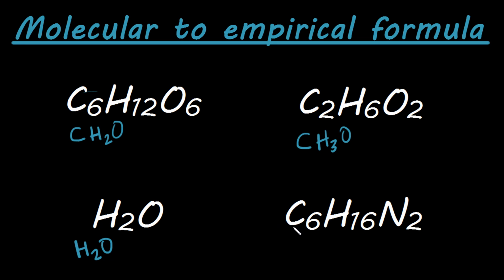And then lastly, we have this example, C6H16N2. And so it looks like our greatest common factor is going to be 2 here. So dividing everything by 2, we have C3, right? 6 divided by 2, H8, and then N1. So our imaginary 1, just for 1 nitrogen. And so that's how you go from molecular formula to an empirical formula.